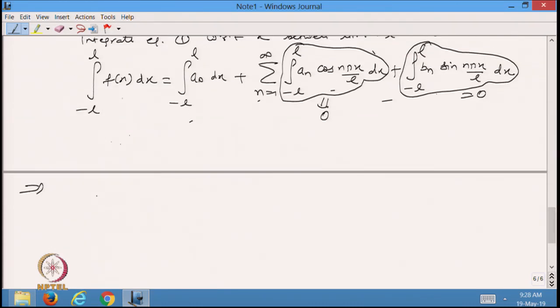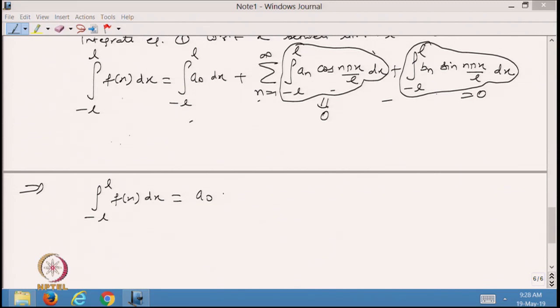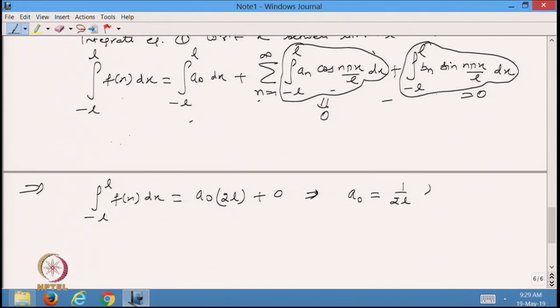I can write from here that this will be equal to the integral from minus L to L of f(x) dx, and then a naught I can take common, and this will be equal to 2L, because I just do the integration of x and put in the limits, and everything else is 0. So, from here I can find my value of a naught. This is equal to 1 by 2L times the integral from minus L to L of f(x) dx. This is the value I am able to find for the coefficient, that is A0.